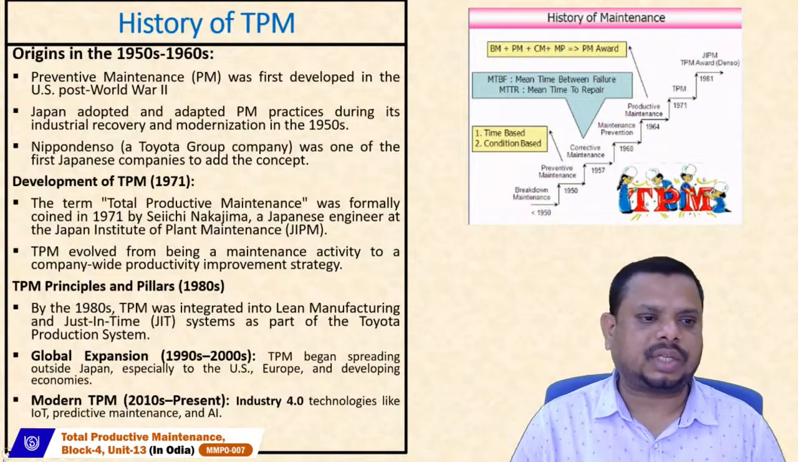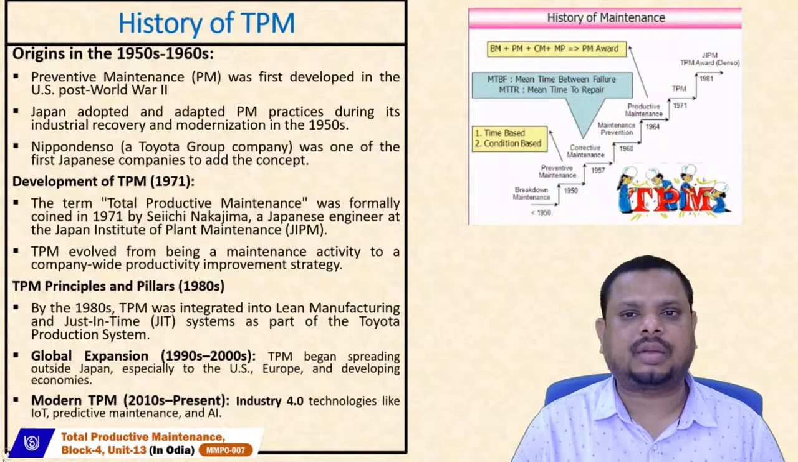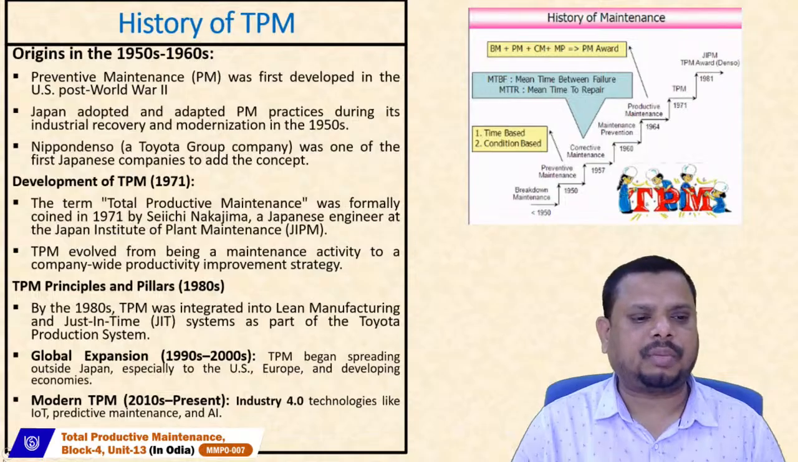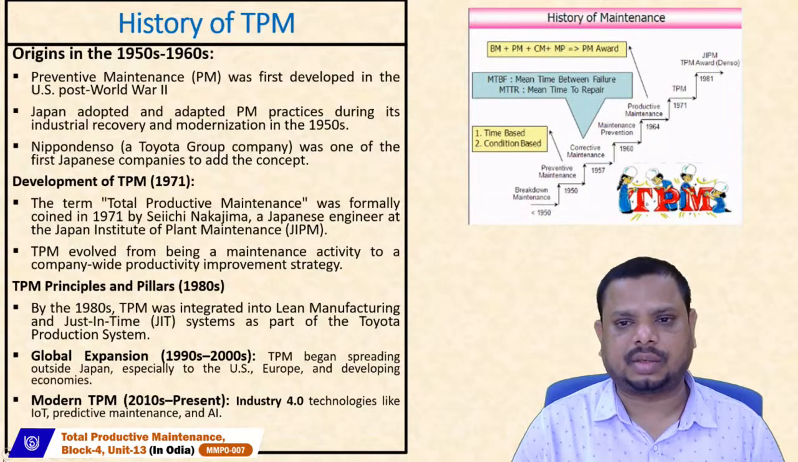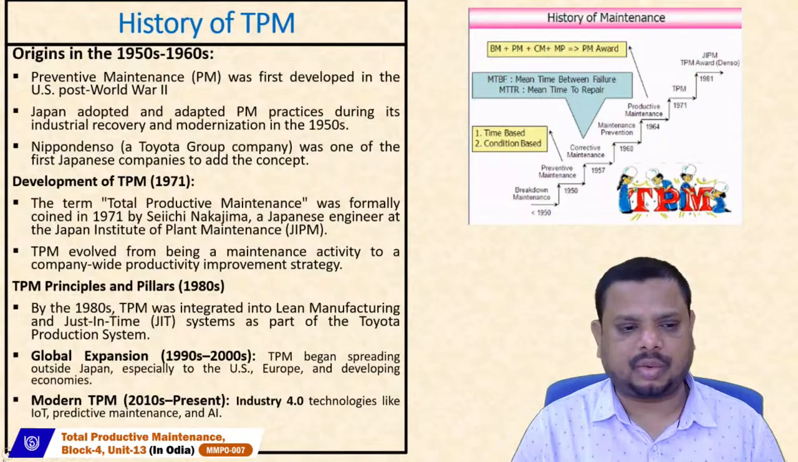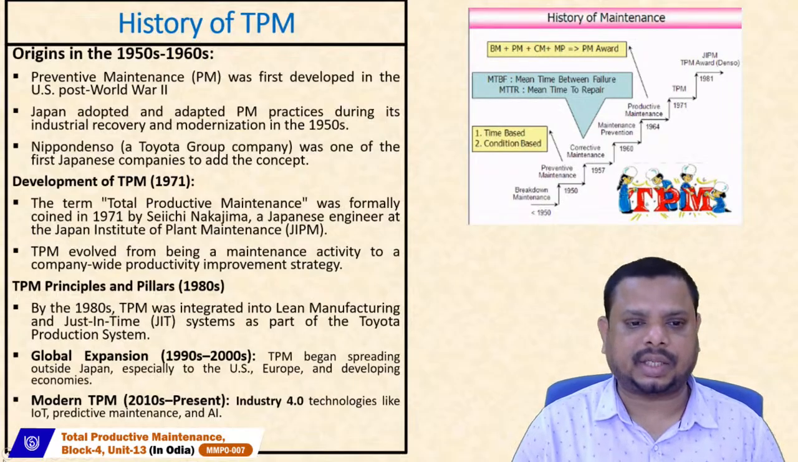The next stage is the development of total productive maintenance. In 1971, the term total productive maintenance was formally coined by Seiichi Nakajima, a Japanese engineer at the Japan Institute of Plant Maintenance, shortly known as JIPM. TPM evolved from a maintenance activity into a company-wide productivity improvement strategy. Initially they implemented this concept for maintenance activities, but by 1971 it came to be considered a productivity improvement strategy.